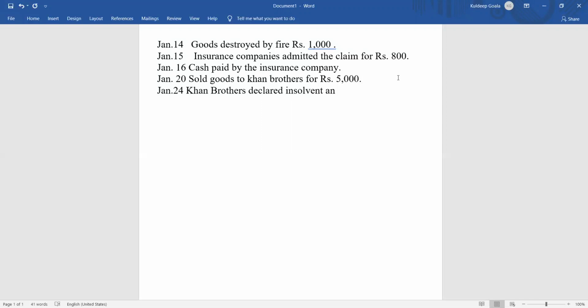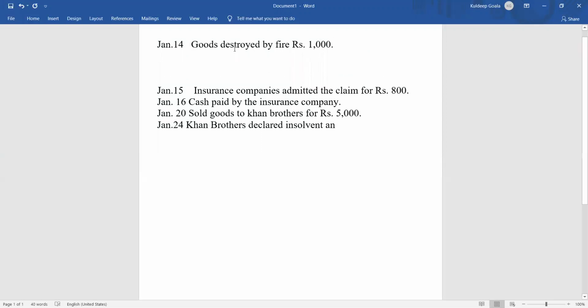So first of all, we'll start with the first transaction. I've just given the date because this particular transaction relates to one particular question which I'll share in the WhatsApp group with the students. Now we'll see what it is. Goods destroyed by fire. You can see there's a relationship between the transactions dated 14, 15, and 16. There is a certain connection between them; all three have some similar connections. So let's quickly go to the sum and try to understand.